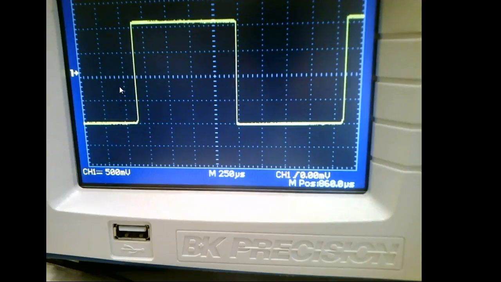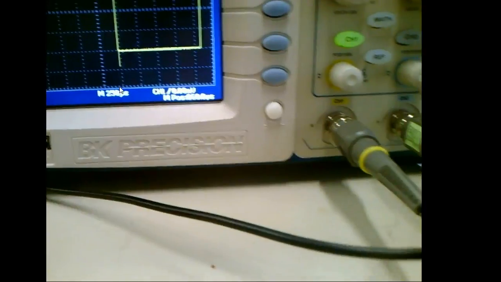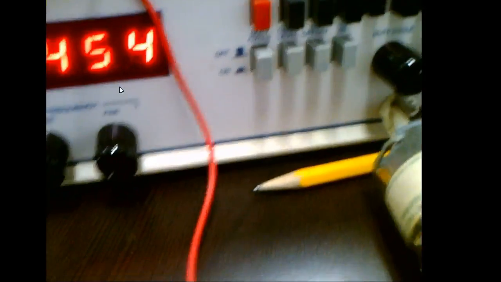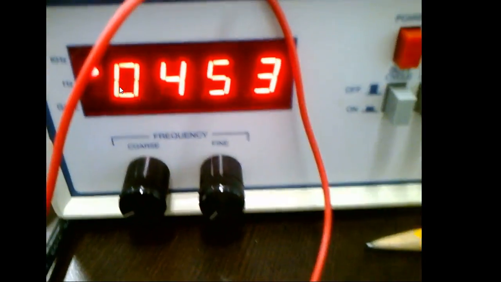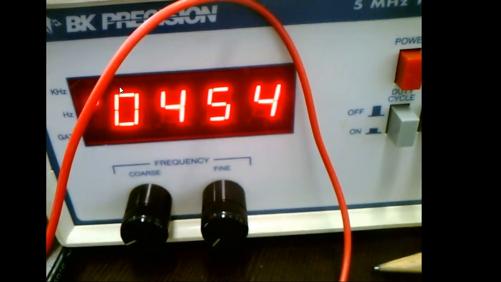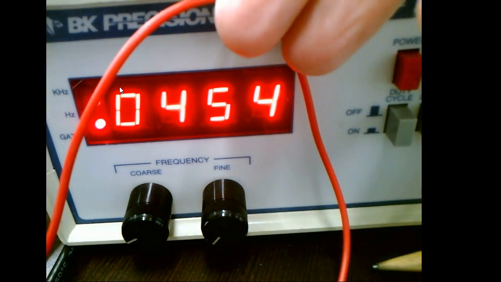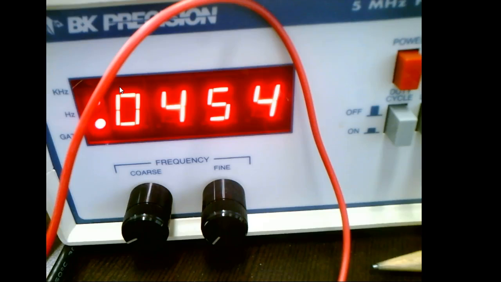So my scope doesn't measure frequency, it measures time, but we very easily can calculate frequency, right? So what do we come up with for our frequency? The reciprocal. Now this is a function generator, and that's what it's showing me. It's showing me the frequency. So this has a frequency counter in it, right? You understand? Your scope doesn't have that.